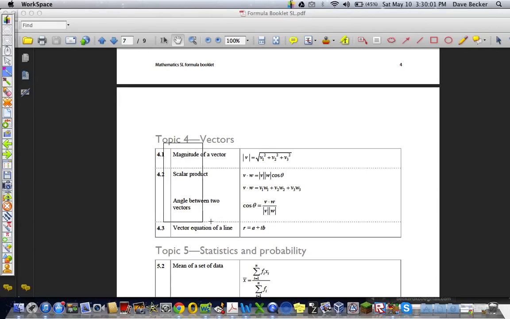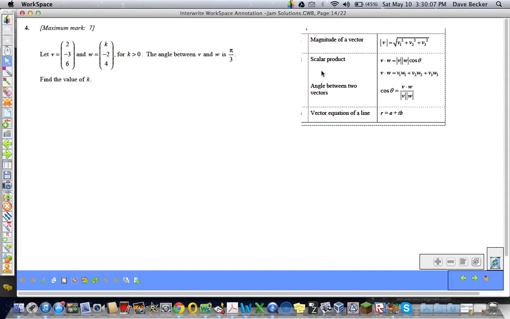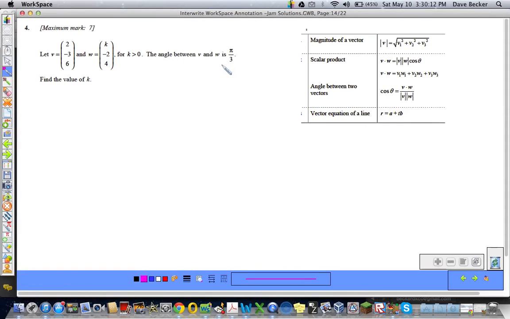Here we go. Bam. All right. And so we know the angle between v and w is pi over 3. So that would be theta right there. Yes. And we have to find the value of k. So let's see how this works out. We know cosine theta equals v dot w over magnitude of v times magnitude of w. All right, so we know that theta is pi over 3.